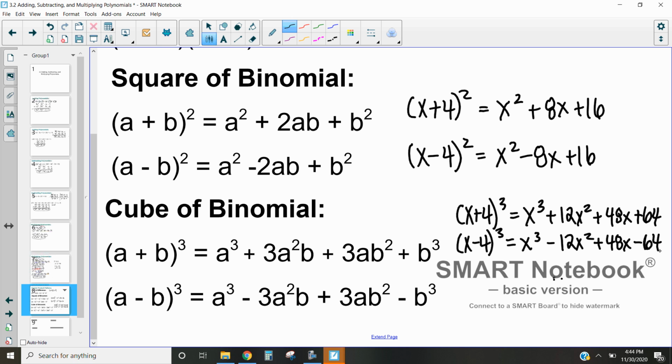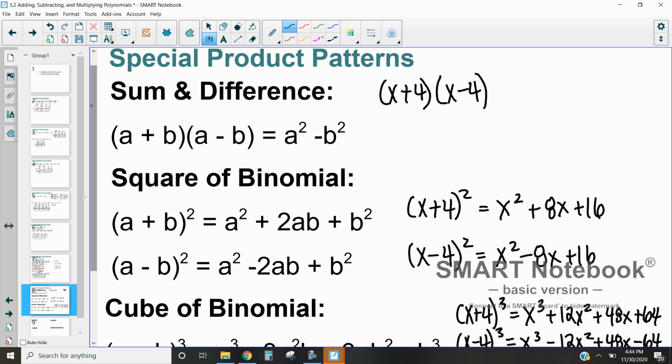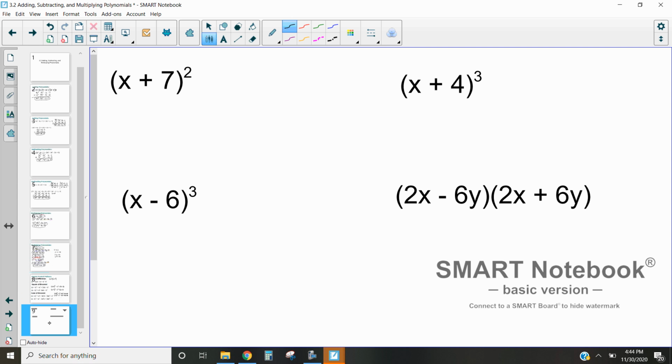So in this case, they've changed there. So let's go ahead and use these special product patterns to identify what things are going to be. Let's take a look at this first one, x plus 7 squared. Well, that's going to be the square of a binomial. And so we know that that's going to be the first term squared, which is x squared, plus 2 times the first times the second, which is 14x, plus the last one squared, which is 49.